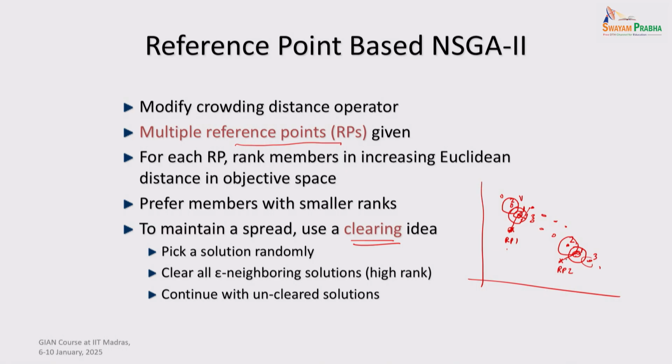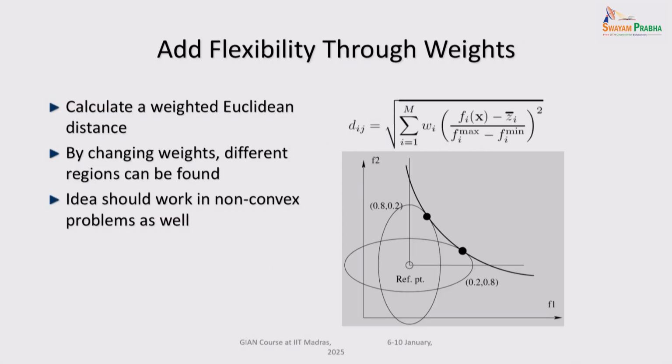Now of course, since we are calculating distance in this space, F1, F2 space, we need to normalize. With the given population diversity, min max, we again normalize and then compute the distance. So it's a simple change to NSGA2, we call this R-NSGA2. We could define the distance with weight.